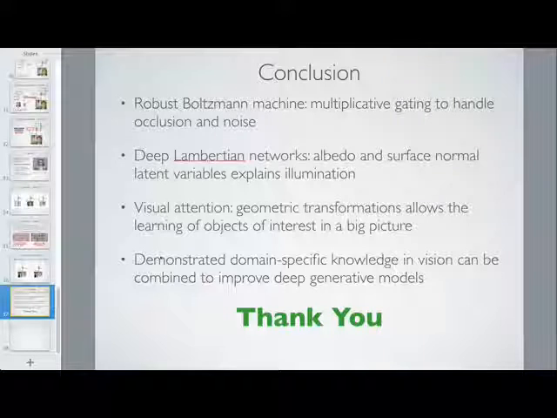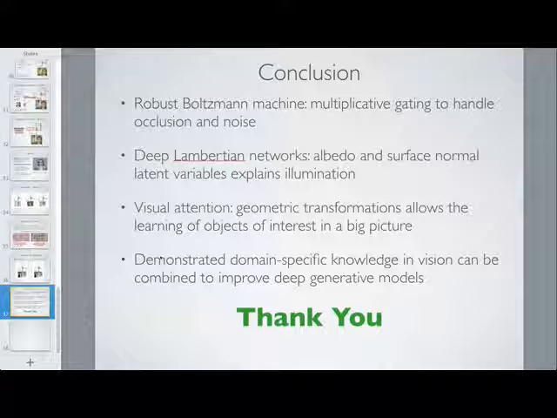So in conclusion, I talked about 3 different models of how we can push recognition beyond simply discriminative training. Discriminative training basically is you give an image, it does classification. It says which classes are here. The first thing is robust Boltzmann machines that can handle noise and occlusion by using multiplicative gating to gate off noisy areas and fill them in. We have a deep Lambertian network that can model albedo and surface normals and do amazing things with lighting variations.